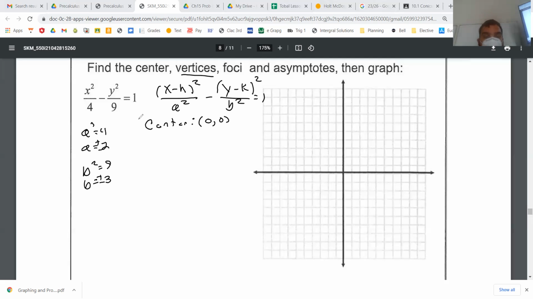Now my vertices go along the major axis. So for the vertices, you're adding 2. Since X is the major one, we're going left and right. You're going to add and subtract 2 from the X value because the major one is horizontal. So it's going to be 2, 0 and negative 2, 0. I'm adding and subtracting from the center.